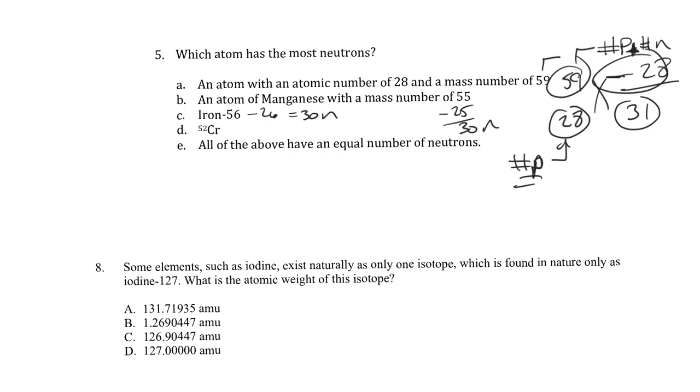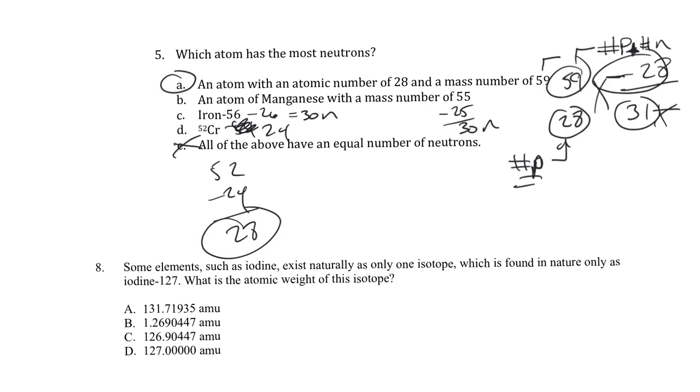Chromium is element number 24. So we're going to have 52 minus 24 for 28 neutrons. Okay, so the most here is 31. So A, with 31, has the most neutrons from A to D. E doesn't make any sense.